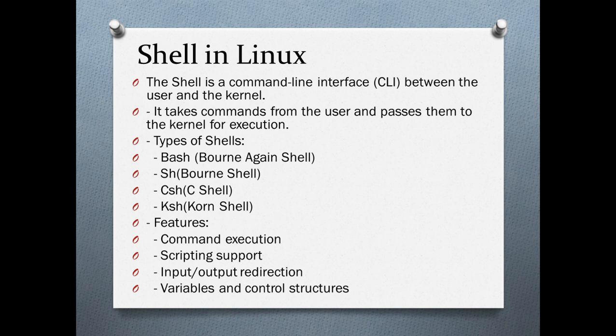Next, the shell in Linux. The shell is like your personal translator. It's a command line interface that takes your commands and tells the kernel what to do. There are several types of shells, like bash, Bourne Again Shell, CSH, C shell, KSH, Korn shell. Shells also support scripting, input output redirection, and even variables and loops. So you can automate tasks just by writing some commands.